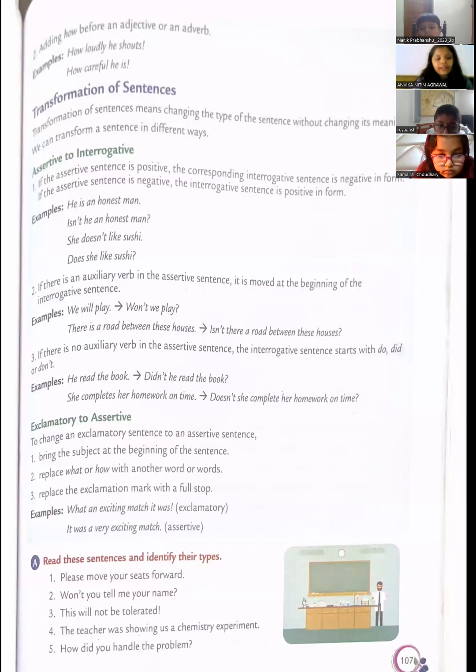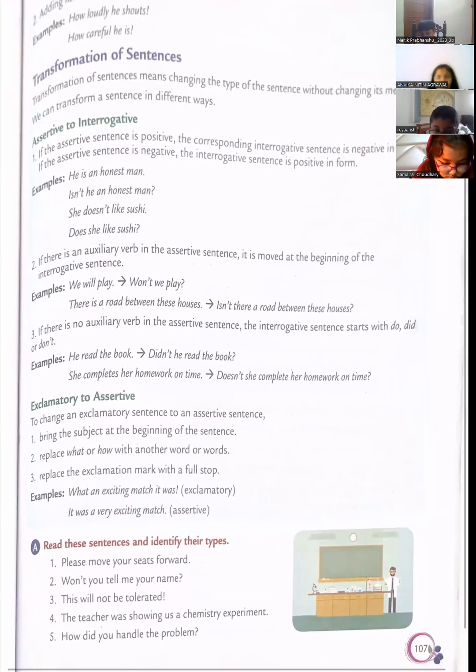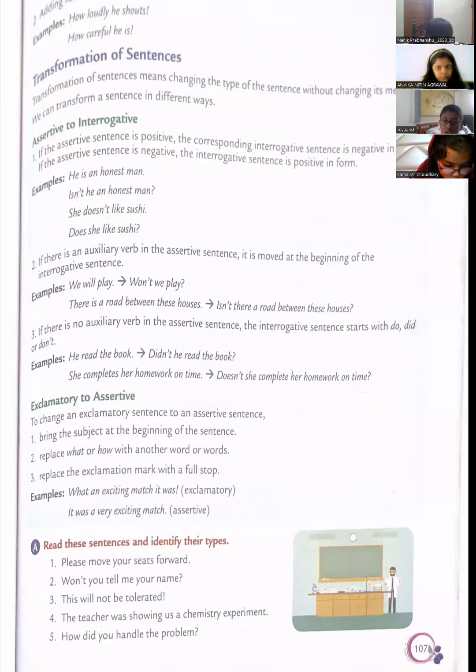She completes her homework on time. Make it into a question. Doesn't she complete her homework on time? Ma'am, does she complete her homework on time? Both sentences are correct. You can say doesn't or does she. So the answer would be yes, she does.